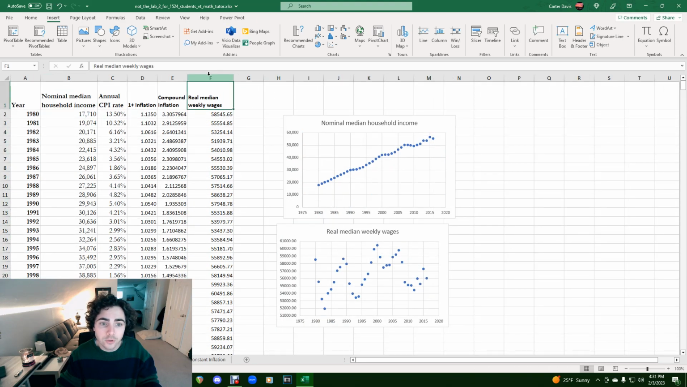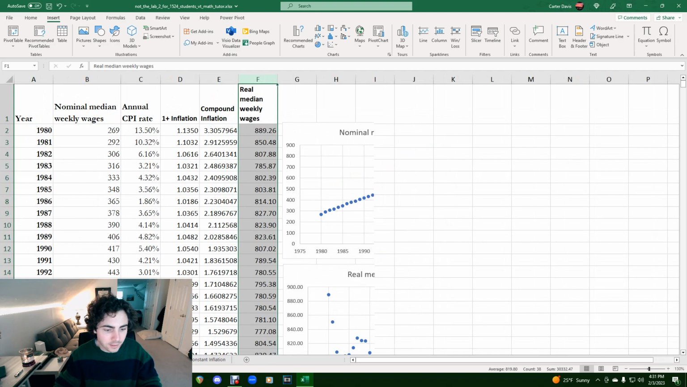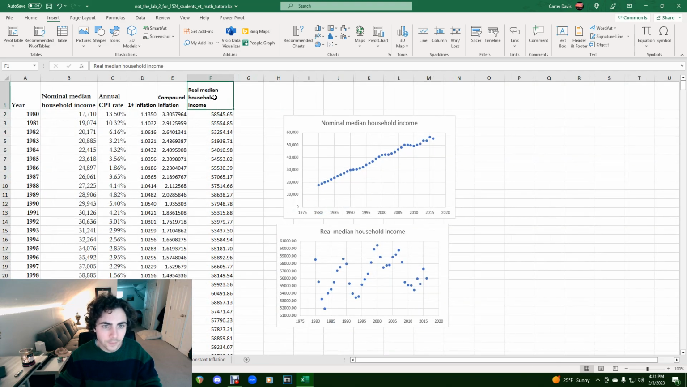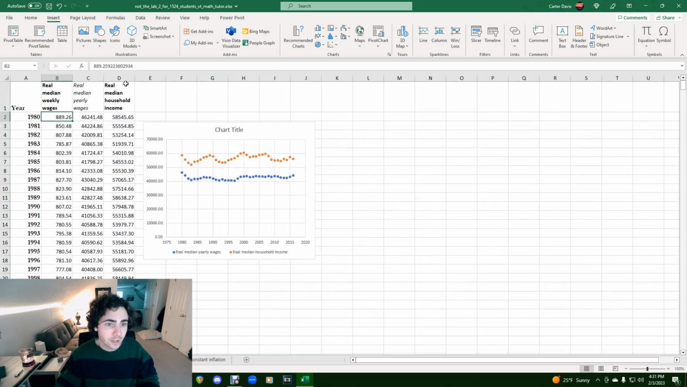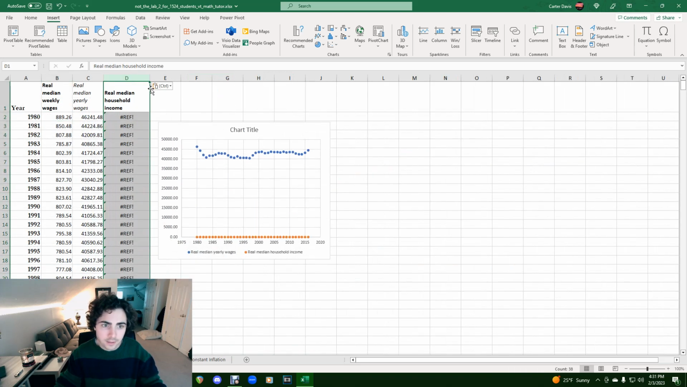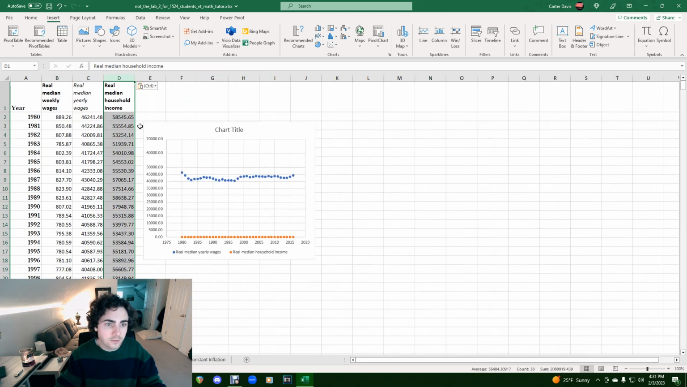They also want the real median. That's probably why. I guess I labeled it wrong from the get-go. So real median household income. I probably copied it from this back in the day. Anyway, you hit Control C, you go to comparison, and then you click on column D and you hit Control V. Again, it's going to have an issue until you go to paste special, hit values, and paste those values.